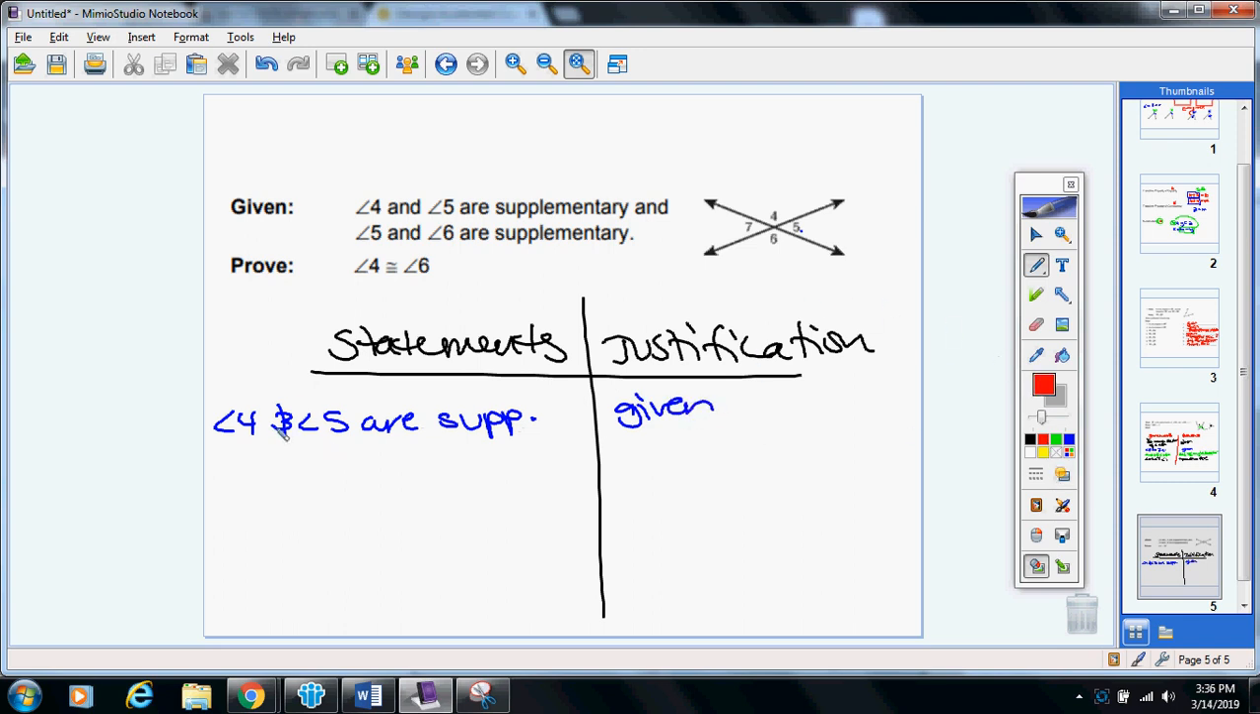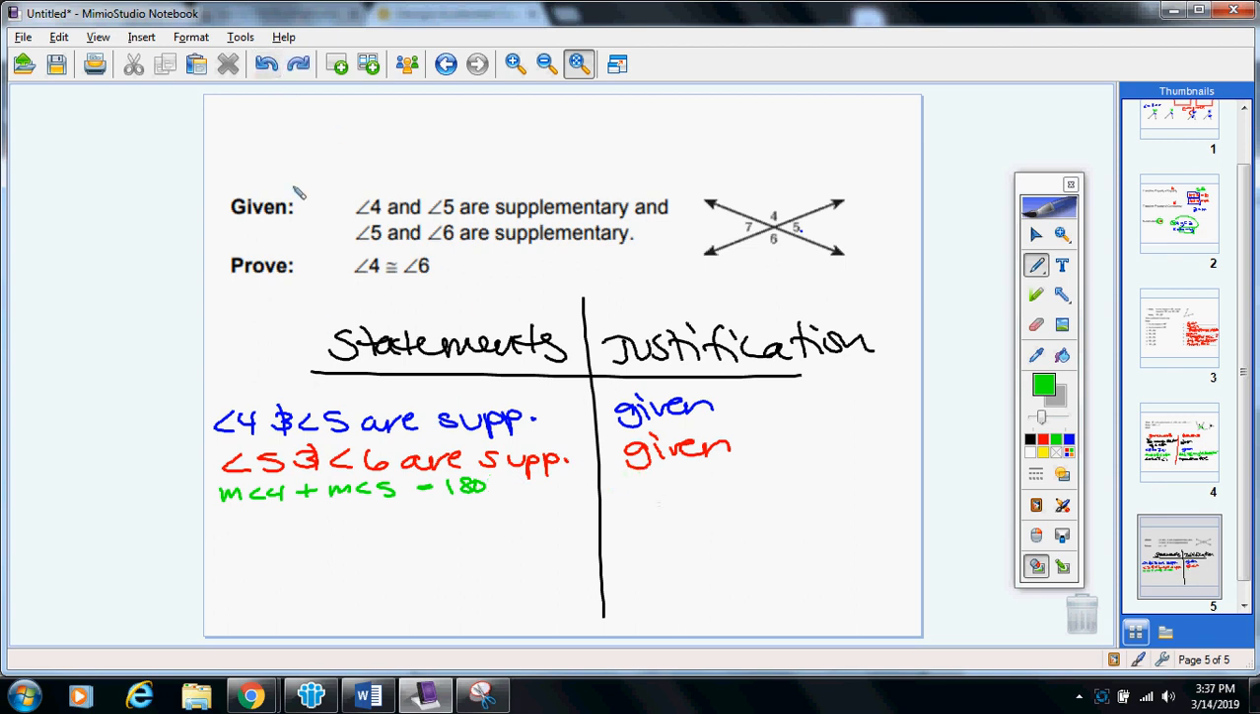And then we know that angle 5 and angle 6 are supplementary. That is also given. So what we're trying to prove is that angle 4 is congruent to angle 6. So the first thing I'm going to say is that, and I'm going to run out of room, I can already tell, the measure of angle 4 plus the measure of angle 5 is going to equal 180 degrees because that's what the definition of supplementary angles is.